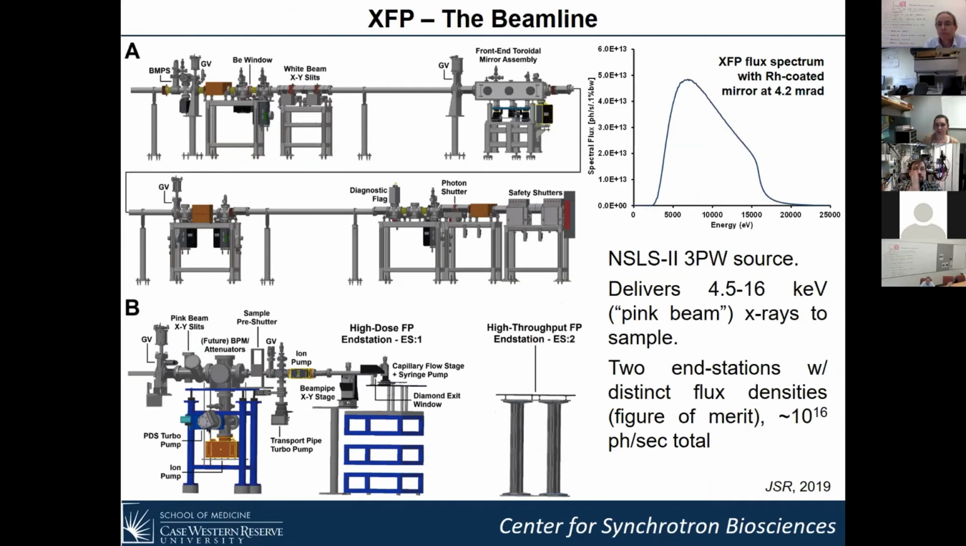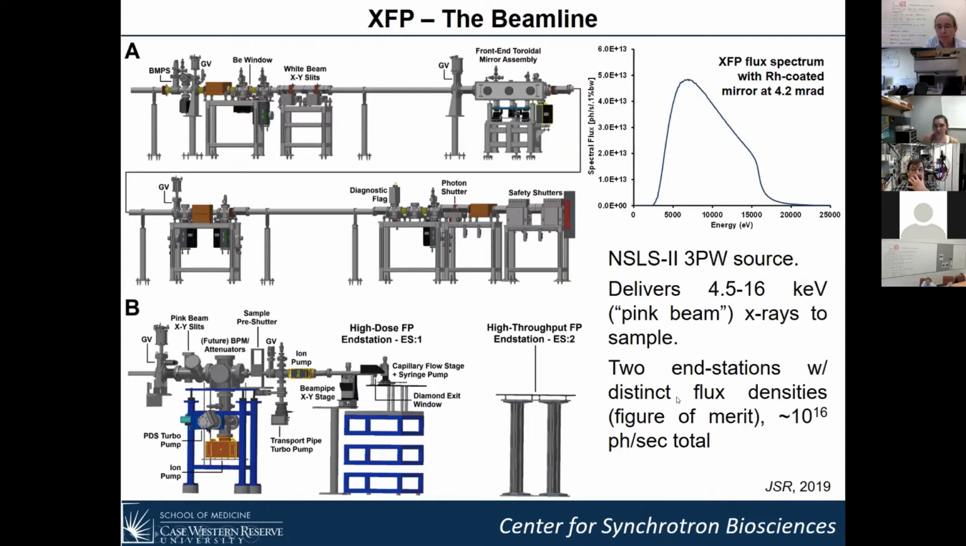This here is just an overview of the beamline. I'm not going to go through it in gruesome detail, but the key point is that we use a 3-pole wiggler source. This has a critical energy of around 6.8 keV. We have a usable flux curve that you see in the upper right here, from about 4 to 4.5 keV up to 16 keV, and that's defined by the mirror cutoff. That's pretty much a constant thing. And the mirror is located in the front end. We can bend it to provide vertical focusing depending on the experiment.